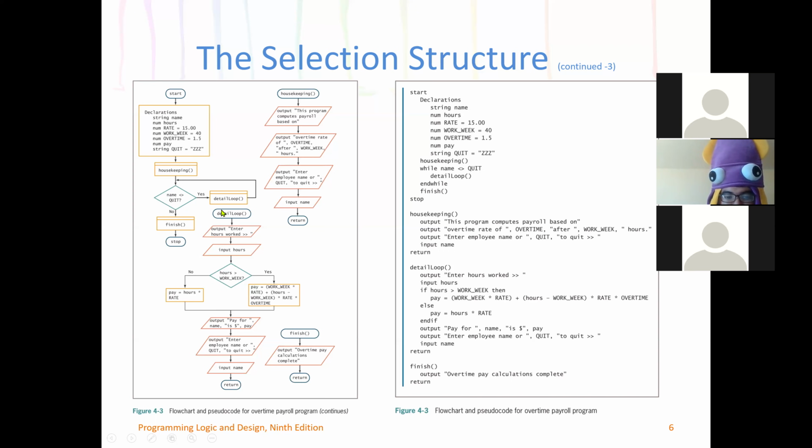Now this is a selection statement, the example here. Here we have a detail loop. Then there's an instruction that we should enter the hours worked. We input the hours. And now we check if the hours is greater than 40, because work week is a constant variable and we initialized it to 40. So when I say work week, it means the content inside is 40. So here we are checking if the number of hours the worker worked is over 40.